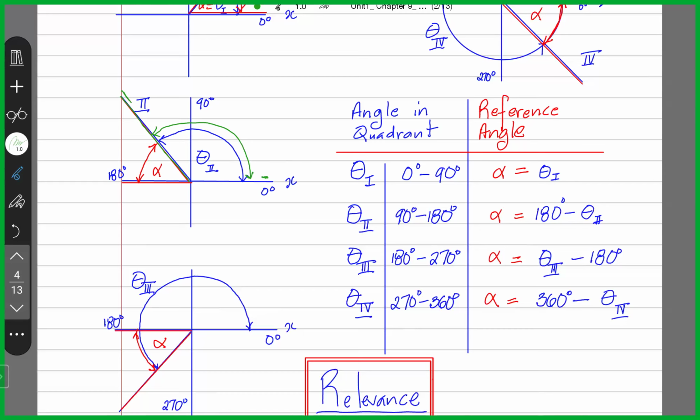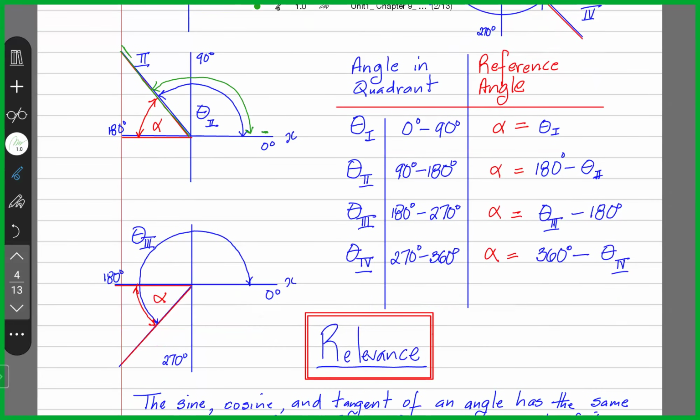In the third quadrant, this is very important knowledge. Try and get it to sink in. In the third quadrant, this is the angle here. You can see it is a reflex angle, more than 180 degrees, but less than 360 degrees. It is in the third quadrant.